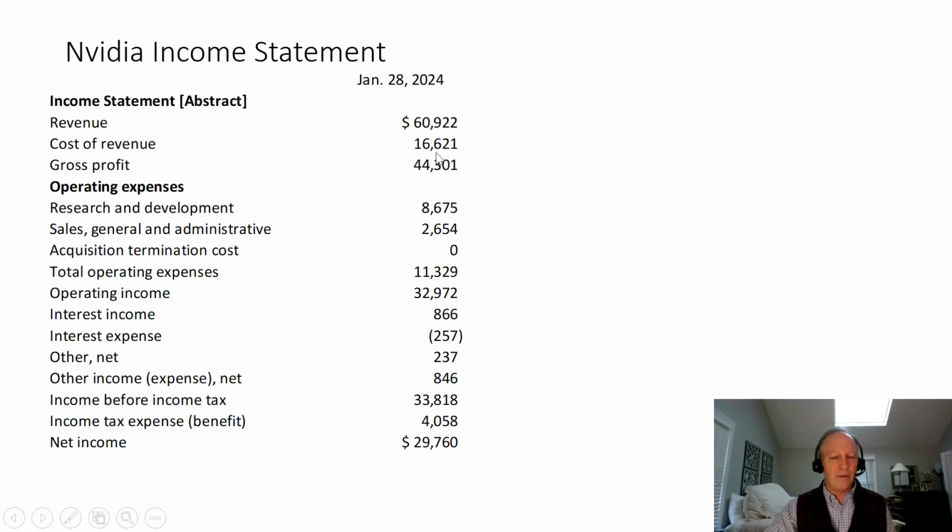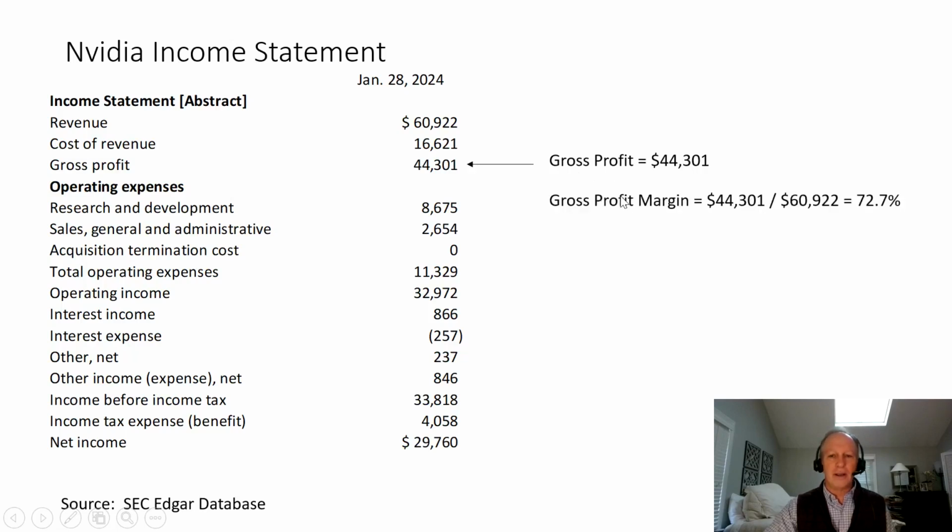Their cost of revenue, cost of sales, is $16 billion. So their gross profit is $44 billion. Let's take a look at their gross profit margin. It's $44 billion divided by $60.9 billion, 72.7%. That is a huge number. Big profit margin for Nvidia. Now you can start to see why investors are excited about this company. Also, what's not shown here is their revenue is growing very rapidly, and so that 60 billion is going to go a lot higher over the next year.